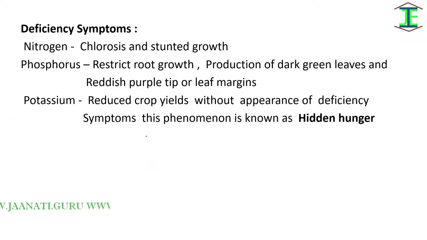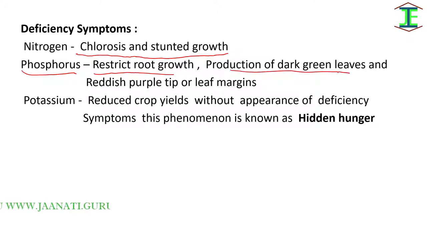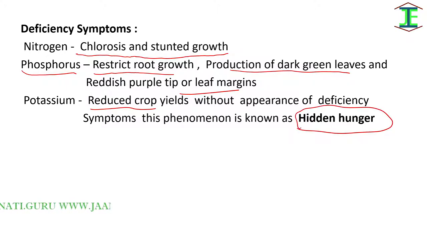Next, some deficiency symptoms. When there is a nitrogen deficiency, plants show symptoms like chlorosis and stunted growth. When there is a phosphorus deficiency, they show symptoms like restricted root growth, production of dark green leaves, and reddish purple tips of leaf margins. In potassium deficiency, they show reduced crop yields without appearance of deficiency symptoms. This phenomenon is known as hidden hunger. These are some deficiency symptoms of nitrogen, phosphorus, and potassium.